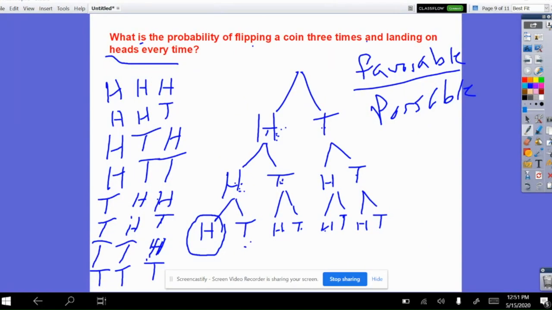Okay, I was cut off by my video because we only do the free version here, but this is my sample space, and I've written down all my possibilities.